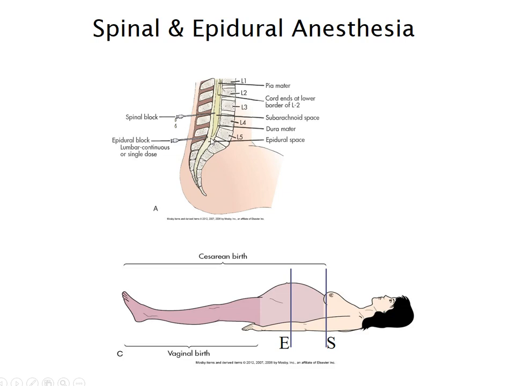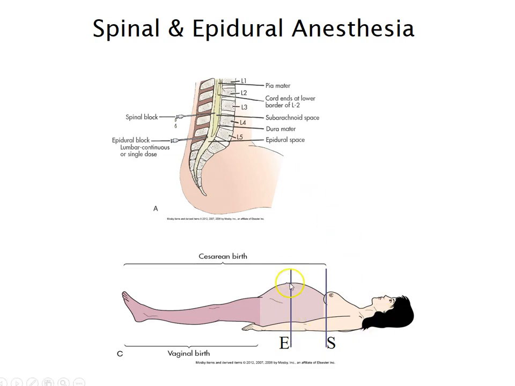Now we're going to start talking about a spinal anesthetic that is used for C-sections. This is up higher between L3 and L4, and it actually goes in further into that subarachnoid space. Spinal anesthesia is used for C-section, so for the surgical birth.